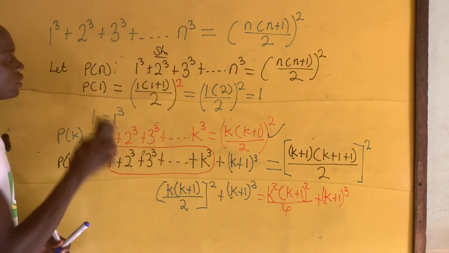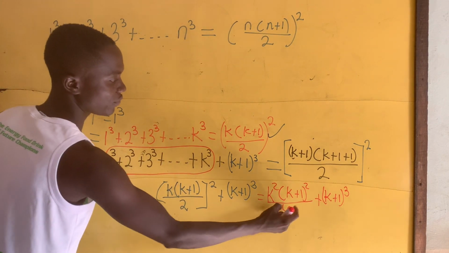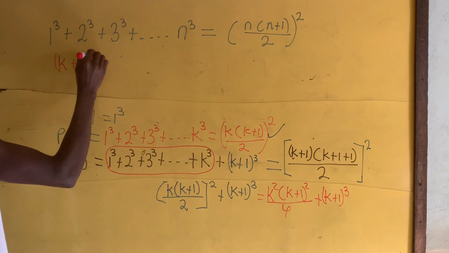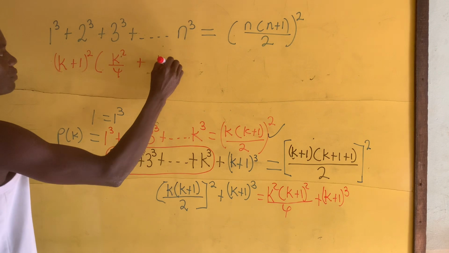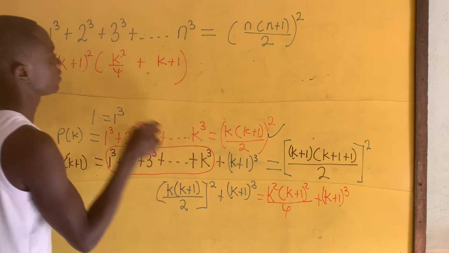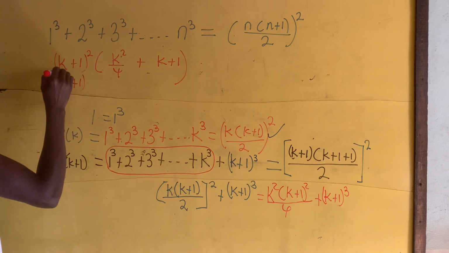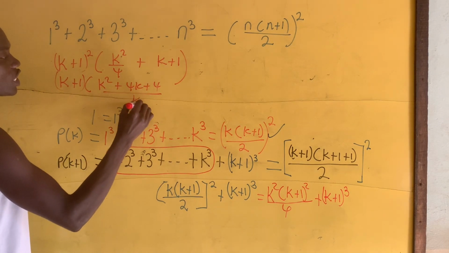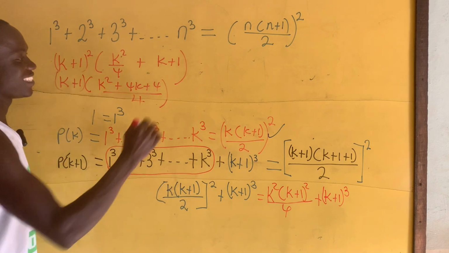Now, here we have (k plus 1) squared and (k plus 1) cube. So we can factorize (k plus 1) squared out. And here we're left with k squared divided by 4 plus (k plus 1). This multiplies to give (k plus 1) squared times (k plus 1), so we get (k plus 1) times (k squared plus 4k plus 4) divided by 4, in a very simple way.